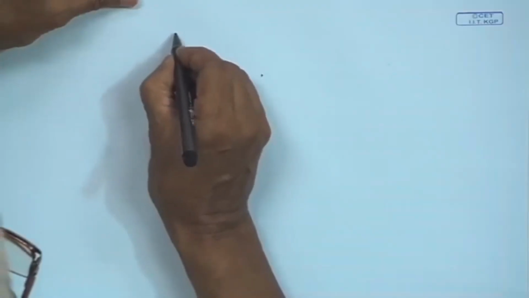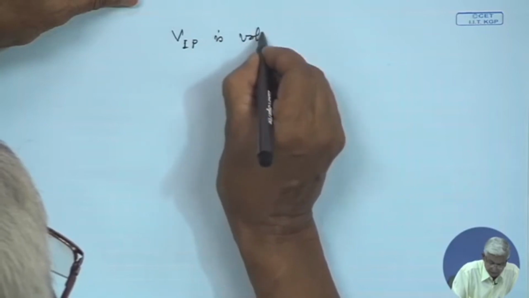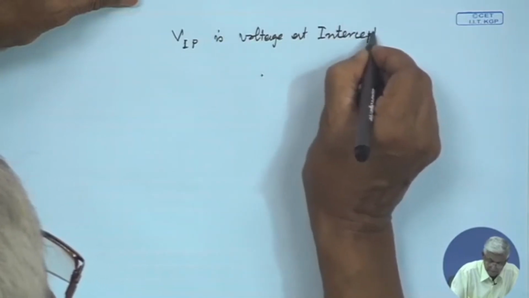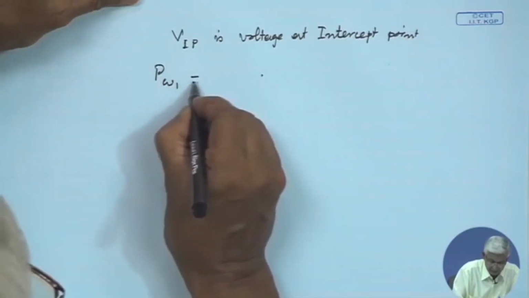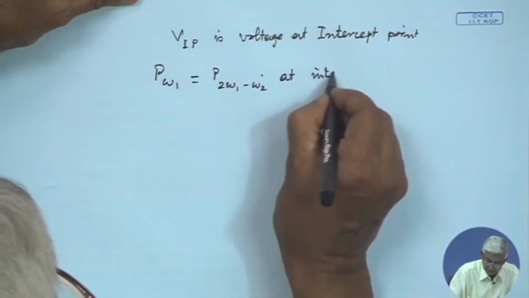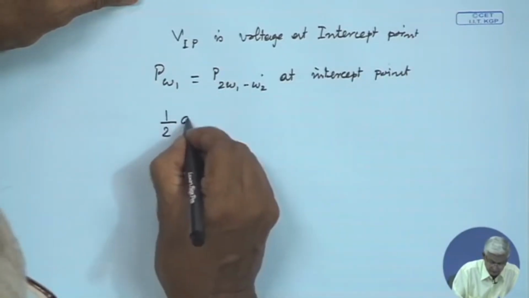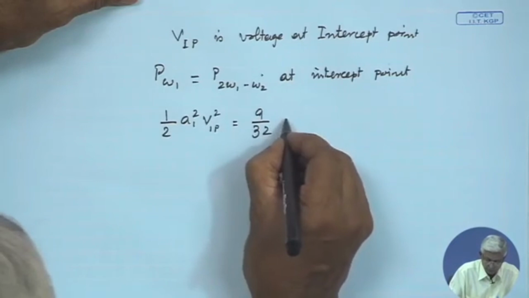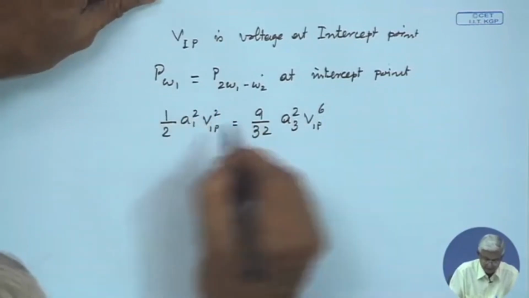So, if we define VIP as the voltage at the intercept point, then p omega 1 is equal to p 2 omega 1 minus omega 2 at the intercept point, which can be expressed as half of A1 square VIP square is equal to 9 by 32 of A3 square VIP to the power 6, because individually we have seen these in terms of the Taylor coefficients.